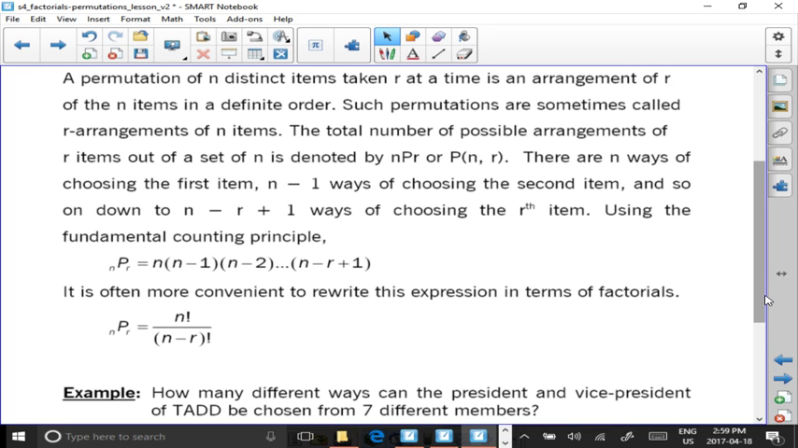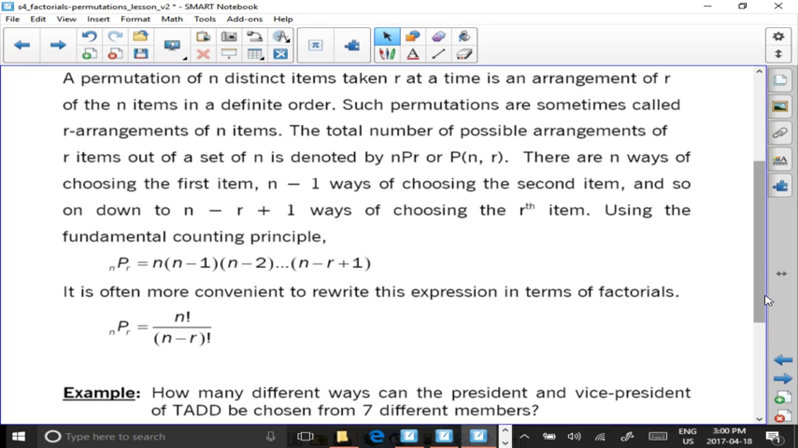There are n ways of choosing the first item, n minus 1 ways of choosing the second item, and so on, down to n minus r plus 1 ways of choosing the rth item. Using the fundamental counting principle that we looked at yesterday, nPr is equal to n times n minus 1 times n minus 2, all the way down to n minus r plus 1, which is just a symbolic way of representing what we saw above in words.